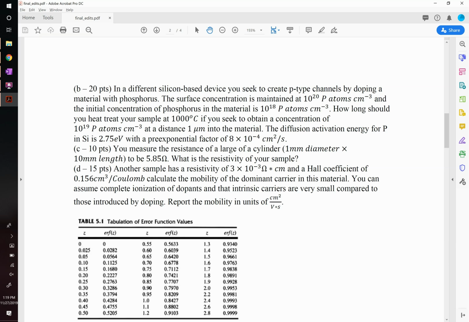How long should you heat treat your sample for if you seek to obtain a concentration at some specific distance in your material? None of that is telling me that this is steady state diffusion. This is definitely non-steady state diffusion. It says the diffusion activation energy is given with the pre-exponential. So this is definitely non-steady state diffusion.